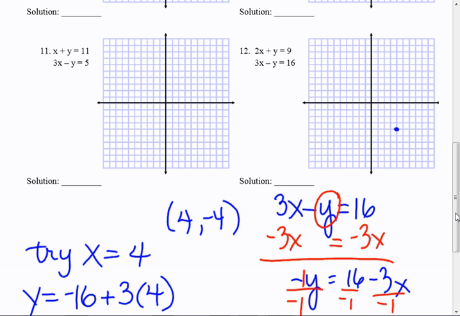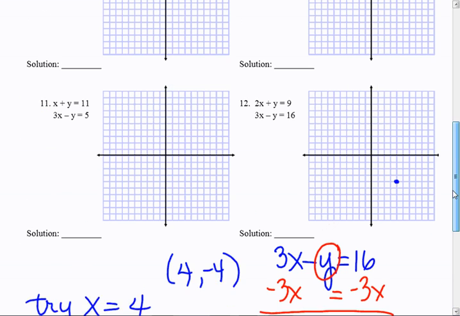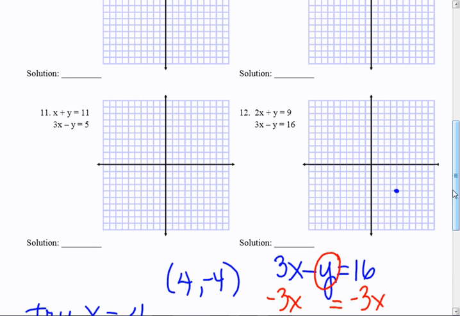Or I can use the fact that the slope is 3, which means I'm going to go up 3, 1, 2, 3 to the right 1. Up 3, 1, 2, 3 to the right 1. And there's my line. And you can see my y-intercept is not on my grid that I gave you.